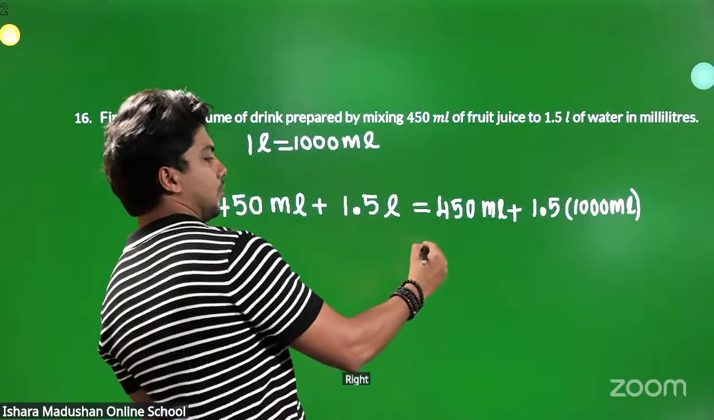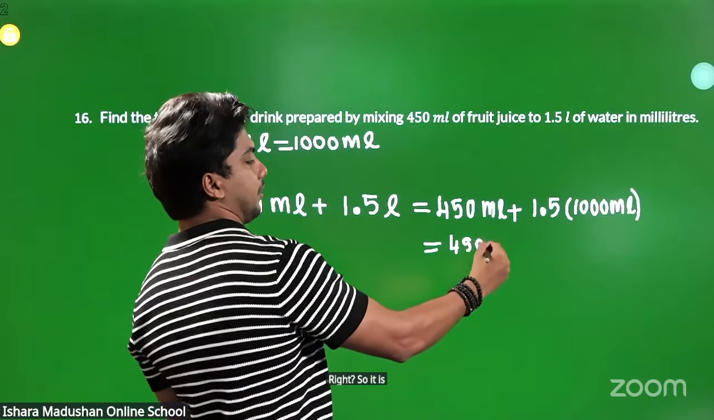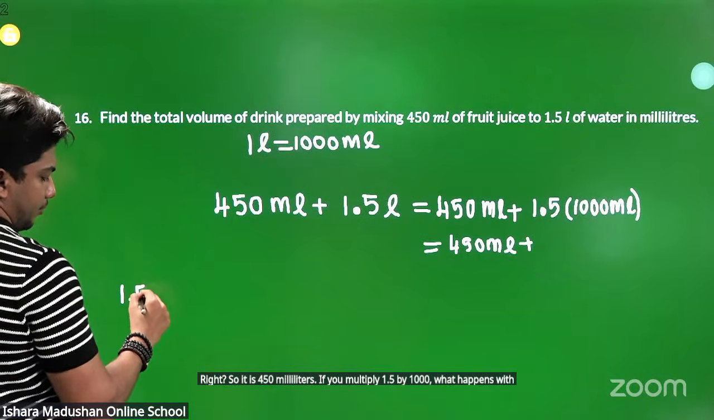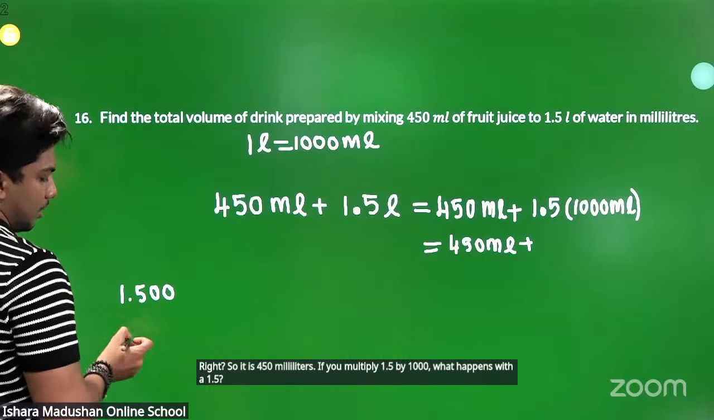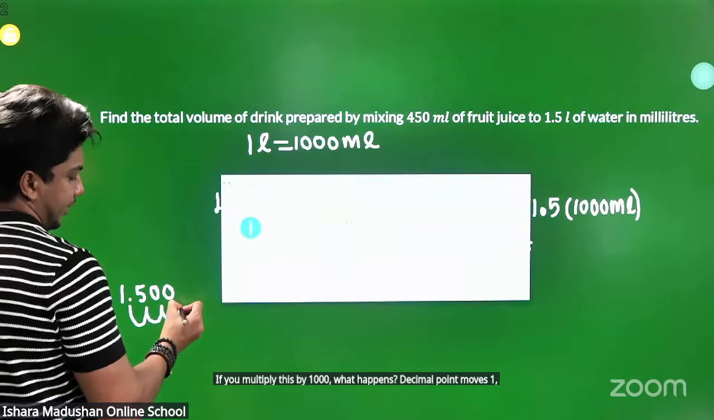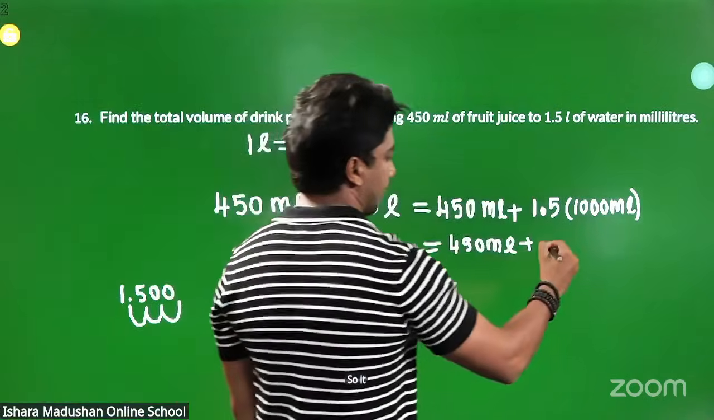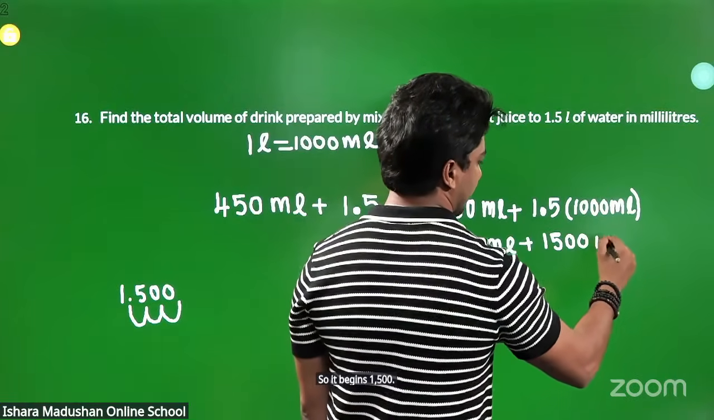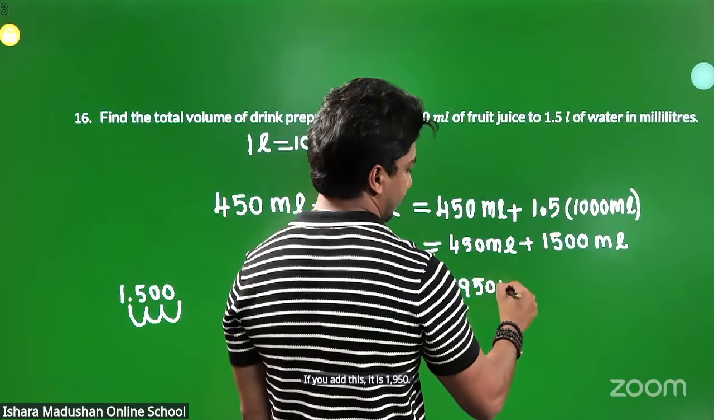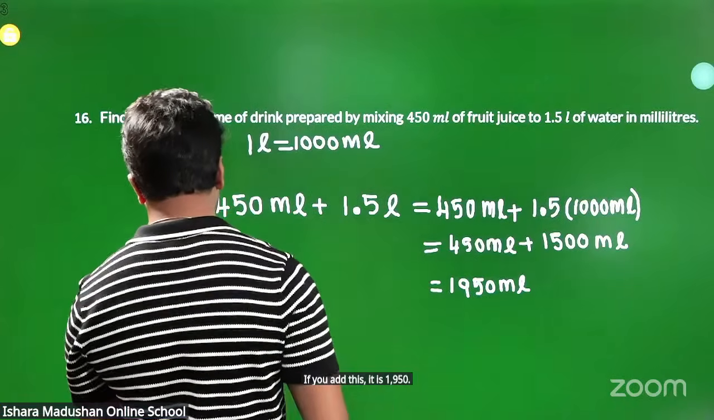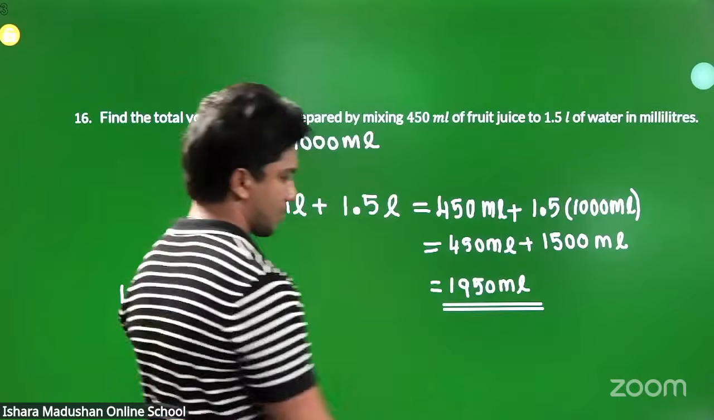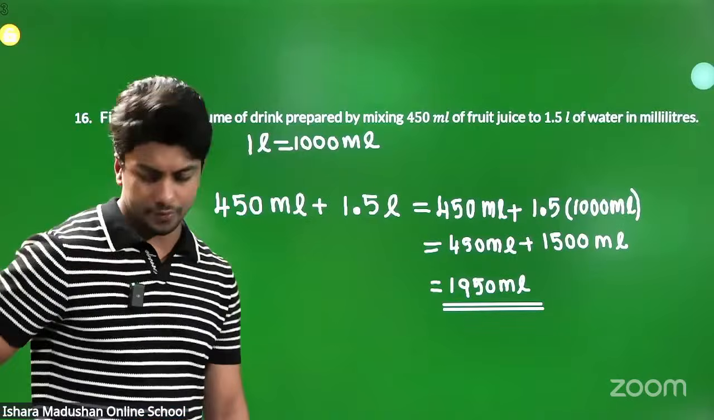So it is 450 milliliters. If you multiply 1.5 by 1000, what happens? You can write as many zeros as you want. If you multiply this by 1000, the decimal point moves 1, 2, 3 places to the right hand side. So it becomes 1500. If you add this, it is 1950 milliliters.